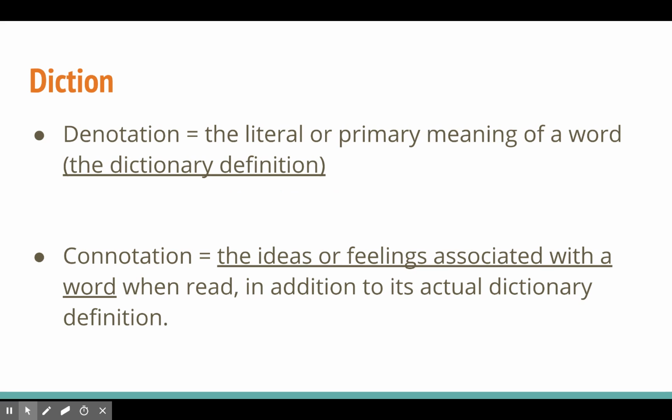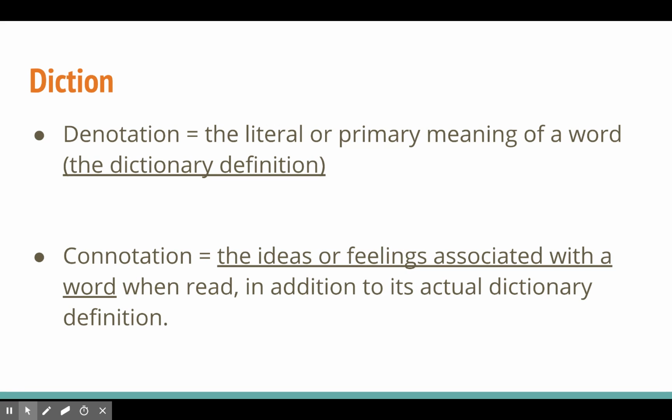So we have for diction what's called denotation. For every word, we have a denotation, and that just means the literal or primary meaning of a word. In other words, the dictionary definition. I like to remember denotation, dictionary definition.